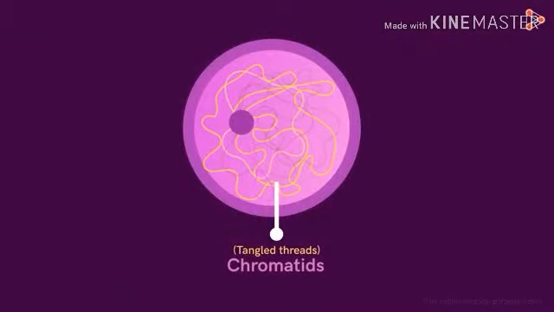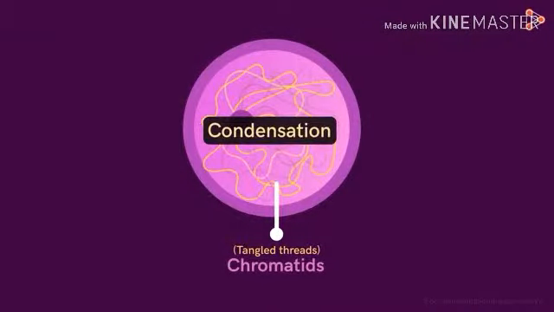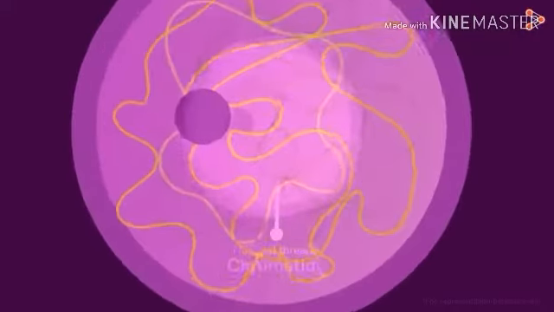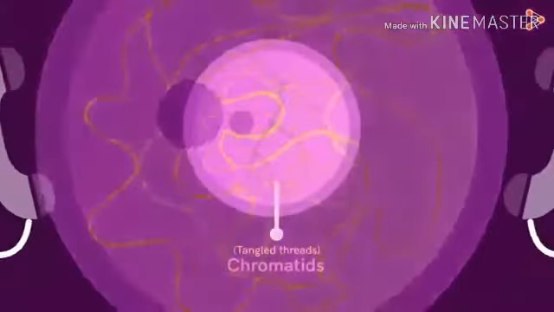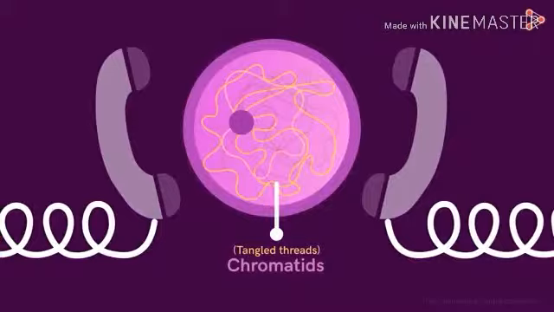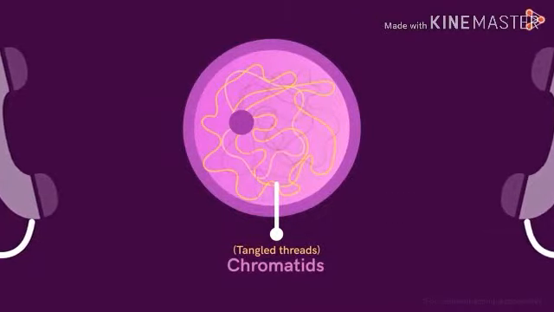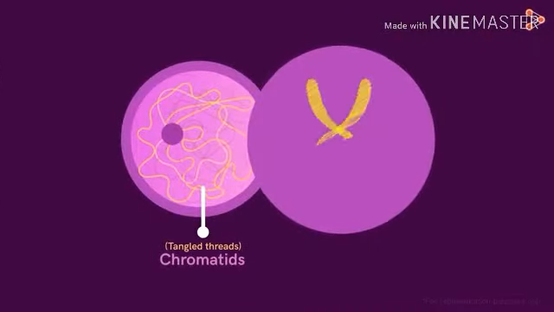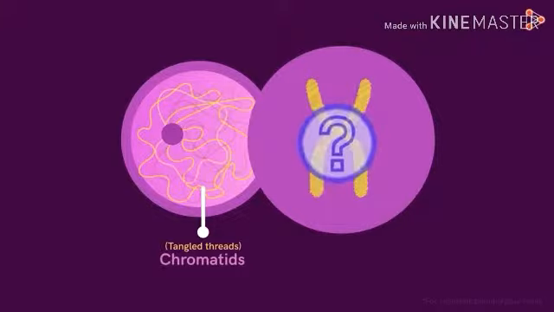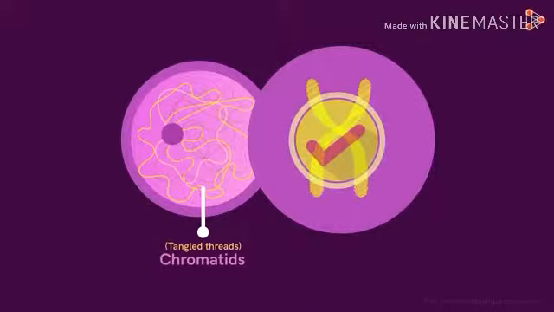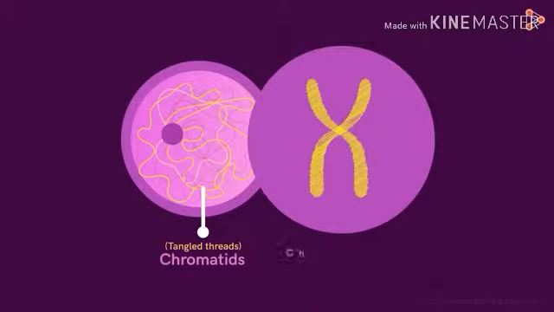This process is aided by condensation of the threads. It means these chromatid material will gradually start coiling like a telephone wire. As a result, the threads will gain structures like these. Are we familiar with this kind of a structure? Have we come across it before? That's correct. It is the structure of a typical chromosome.